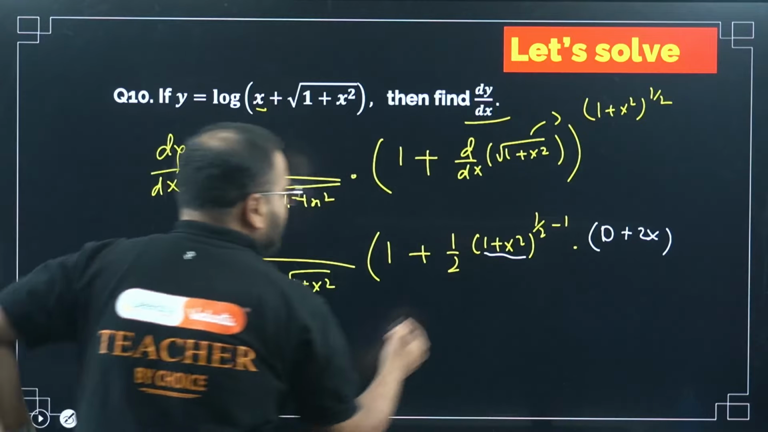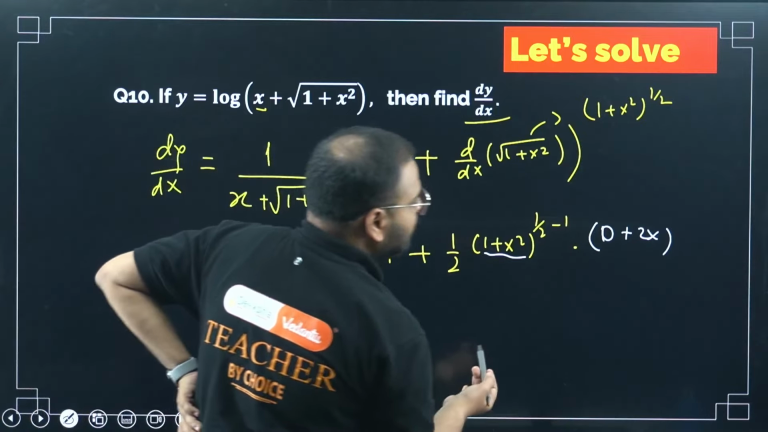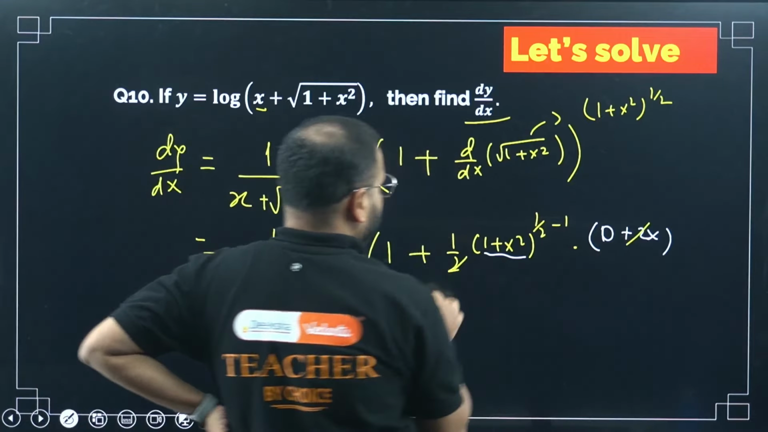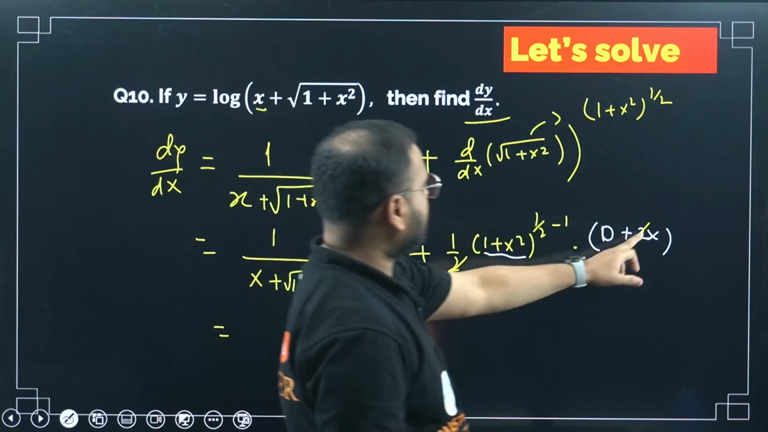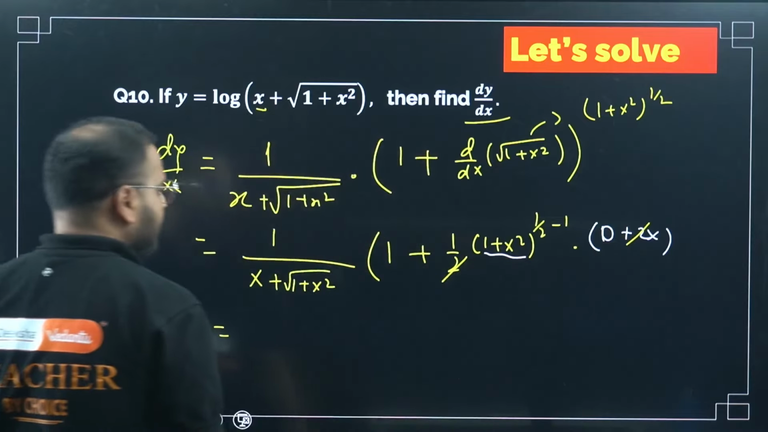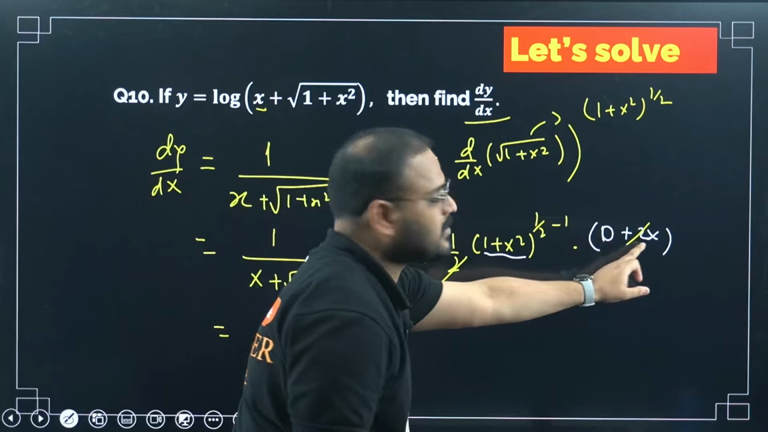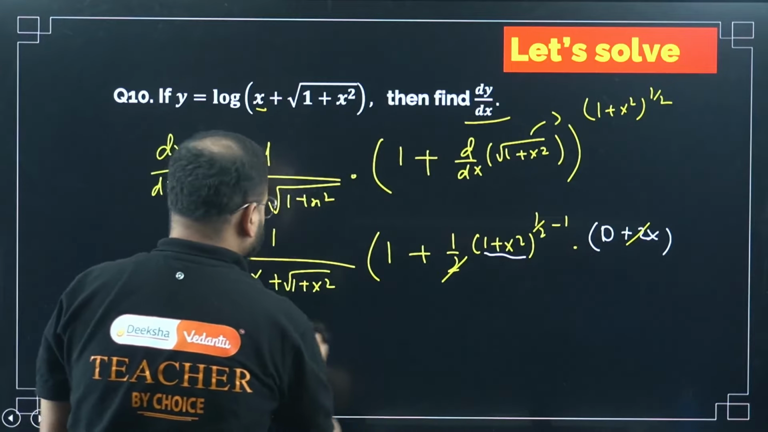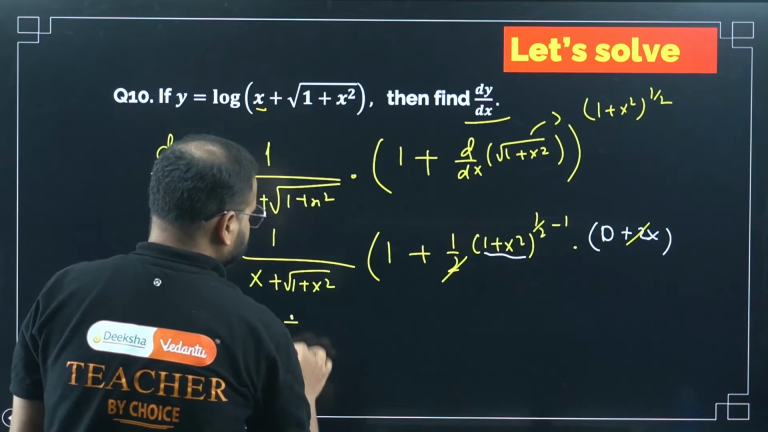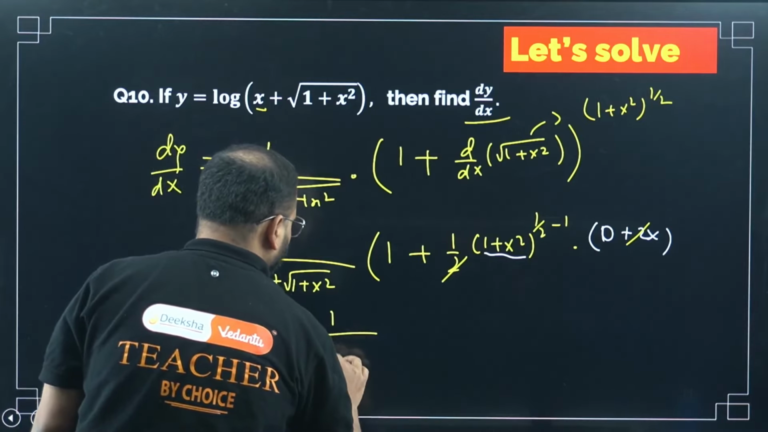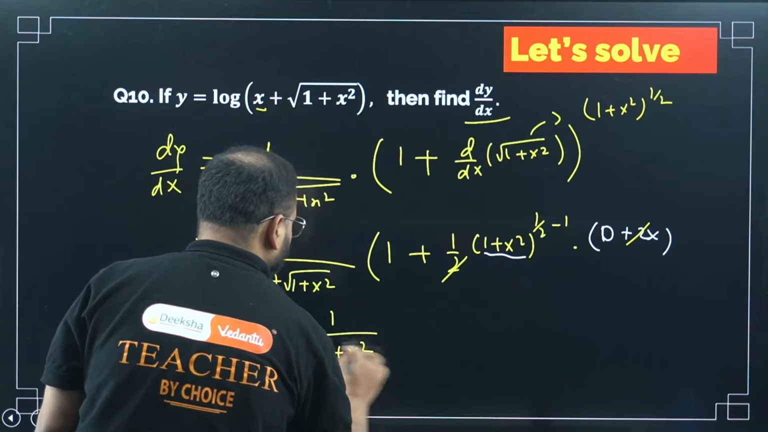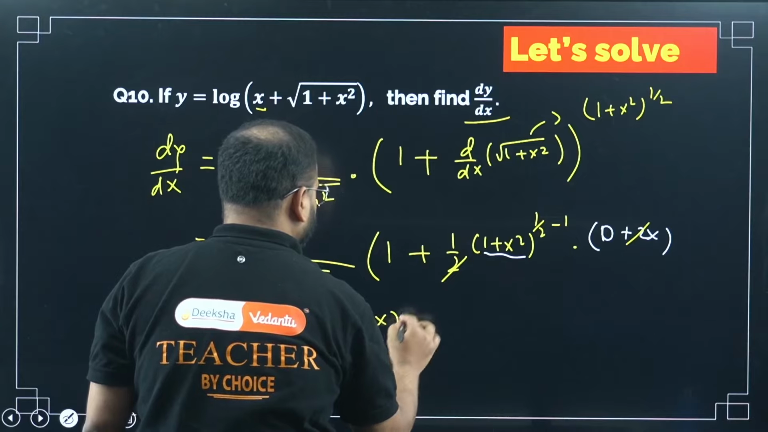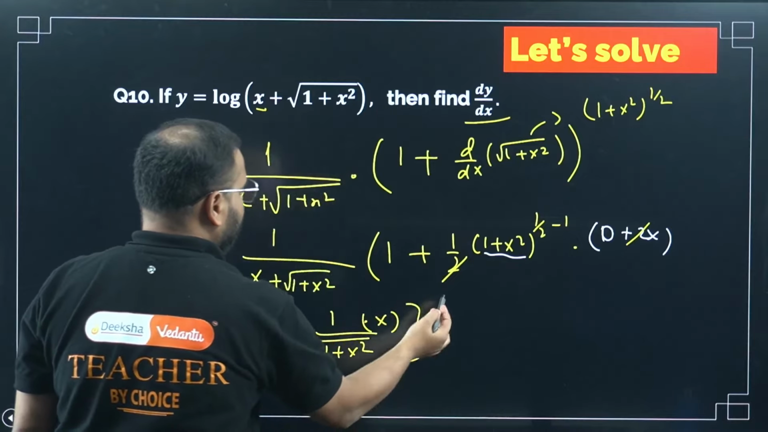Okay, so how will this look? First of all, if you simplify this, 2 and 2 will cancel each other, right? Please check. Yes, this 0 plus 2x will be what? 2x only, no? This 2 and this 2 will cancel each other. So how much am I getting? I'm getting numerator as 1 plus 1 upon root of 1 plus x square times x, or simply x, and divided by the denominator.